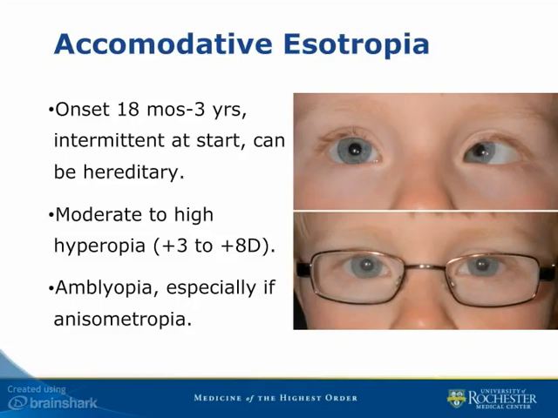Okay, for accommodative esotropia, the onset's later than the congenital esotropes, usually between a year and a half and 3 years of age, although it can be somewhat younger or later than this. It tends to be intermittent at the start, and it can be hereditary. They have a moderate to high amount of hyperopia, like +3 to +8. They can get amblyopia as well, especially if there's anisometropia.